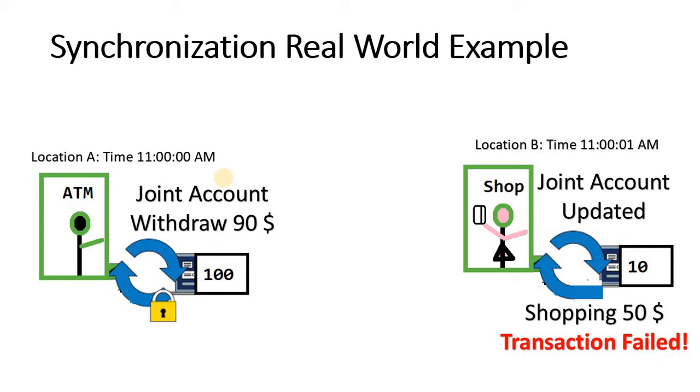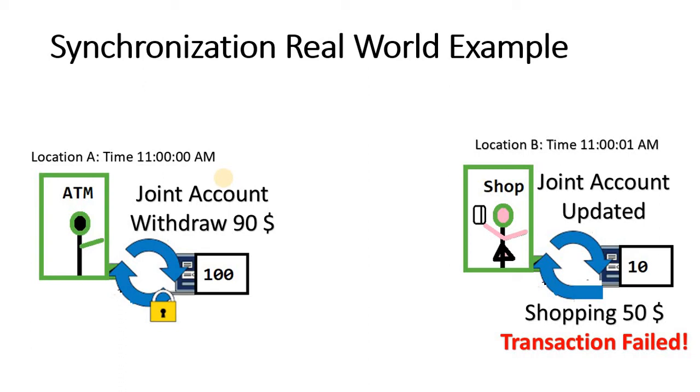Synchronization is nothing but if there are two persons accessing one resource, whoever accesses first locks the resource until he finishes his job, and then the second person can access it. So one person accesses at one time, in simple words.